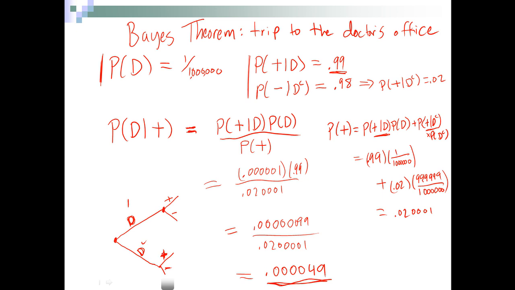And based on those 20,001 positive test results, how many of those came from somebody that has the disease? Well, there's just one of them. So basically we're looking at 1 divided by 20,000, and that's going to give us our probability.